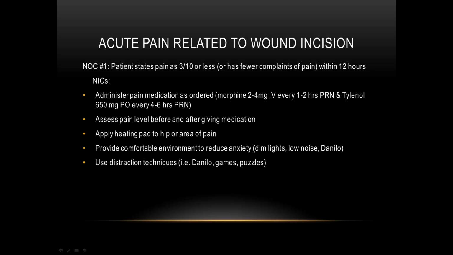Our NICs would include administering pain medication as ordered. For example, 2 to 4 milligrams of morphine IV every 1 to 2 hours as needed, and 650 milligrams of Tylenol every 4 to 6 hours as needed. We'd assess her pain level before and after giving medications. We'd also apply a heating pad to her hip or area of pain, and we'd try to provide a comfortable environment to reduce anxiety. For example, we would dim the lights, make sure it's not too noisy, and try to make sure her husband is around. This is because anxiety can exacerbate pain.